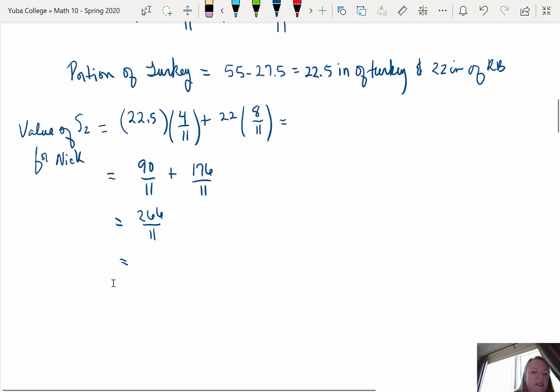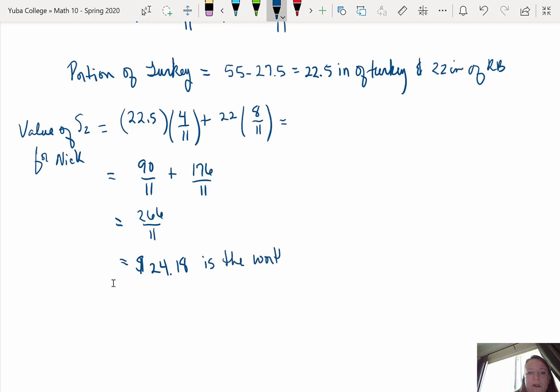So the cost I'm getting is $24.18, is the worth of S2 for Nick.